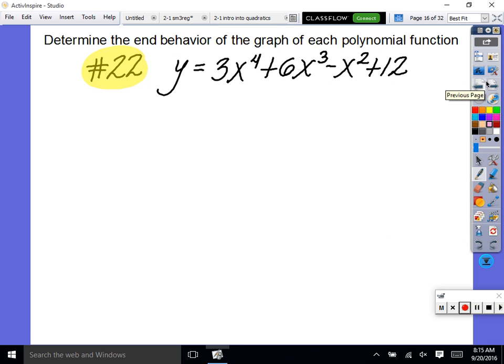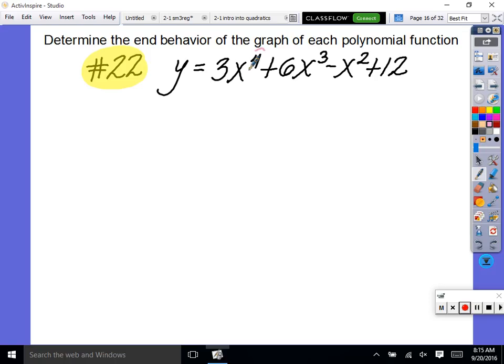Let's do number 22 together. Here we go. So it says, determine the end behavior of the graph of each polynomial function. We need to be able to do this without a calculator because there's going to be times that I give you one that is not going to be graphable. So we're going to use all our rules.